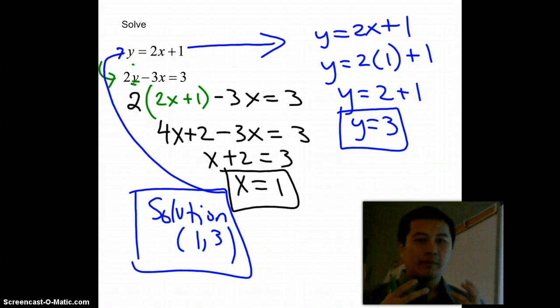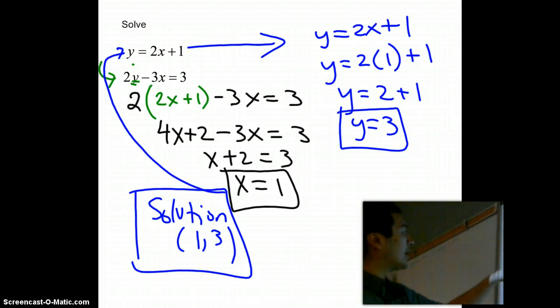But how do I know if the solution's right? Plug it in. See if it's actually the solution for both equations. If I put in 1 here and 3 here, that means 2 times 1 is 2, plus 1 is 3. Y is 3. Plug in right here. 2 times 3 is 6. Minus 3 times 1 is 3. 6 minus 3 is 3. So plug it in and check your work.